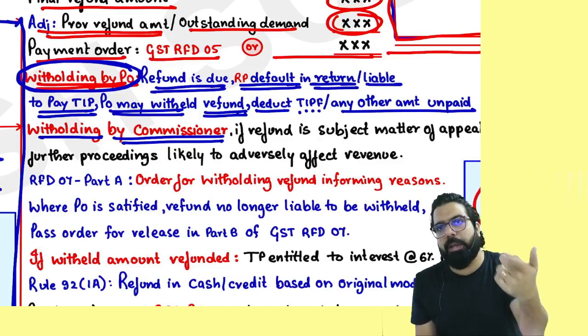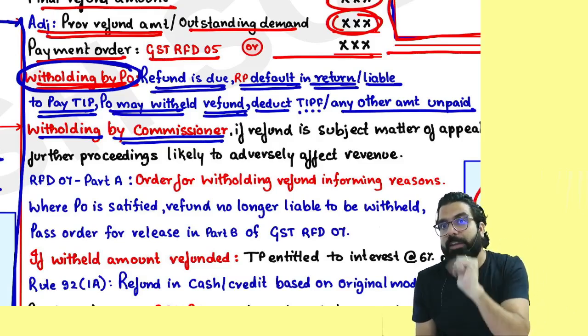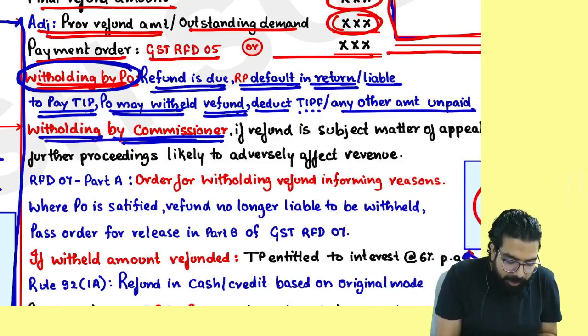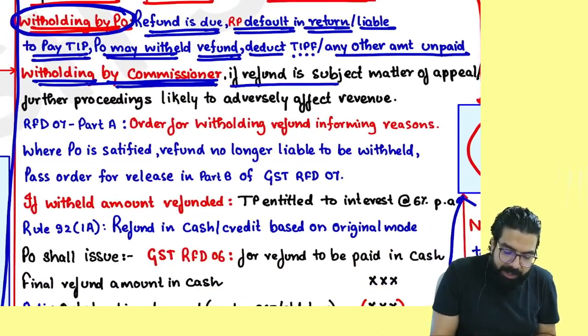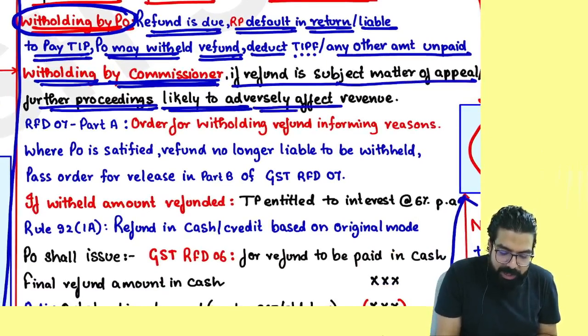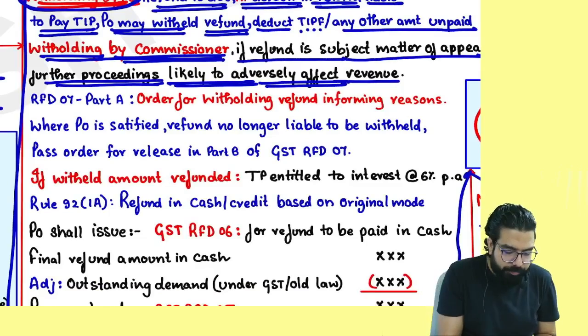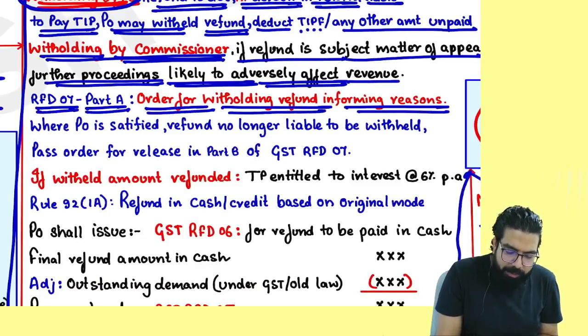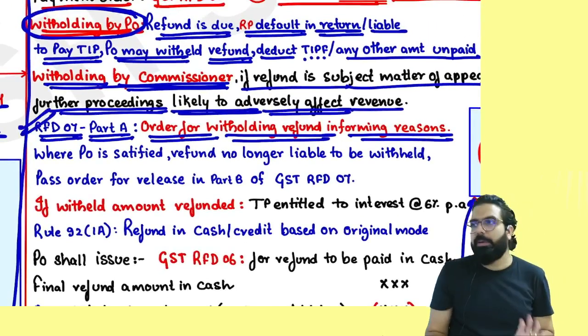If the proper officer passed an order of refund, but the commissioner feels that the department has to go for an appeal, then they will withhold your refund. It says withholding by the commissioner if the refund is subject matter of appeal or further proceeding, or likely to adversely affect what? Revenue. Then in Part A of RFD 07, an order for withholding of refund informing the reasons will be given to you. Are we clear, everyone?